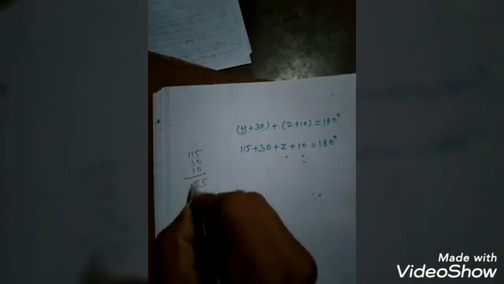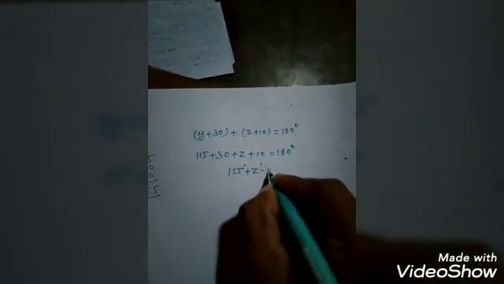Next one, add that: 115 plus 30 plus 10. 5, 3 plus 1 is 4, 4 plus 1 is 5, 1. So 155. 155 plus z is equal to 180 degree. Okay, now we find out the value of z.